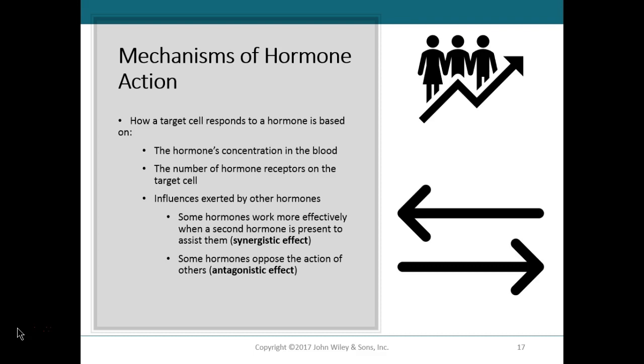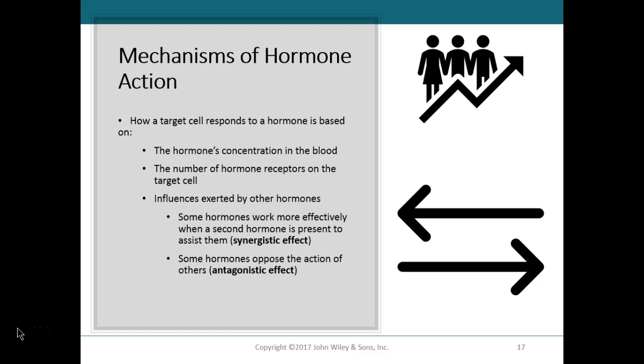So an example of that is epinephrine. By itself, it has a very weak stimulating effect on the breakdown of certain lipids. But when small amounts of thyroid hormone are present, the same exact amount of epinephrine causes a whole lot more of those lipids to be broken down. So that's a permissive hormone. Sometimes these permissive hormones can increase the number of receptors for other hormones as well.